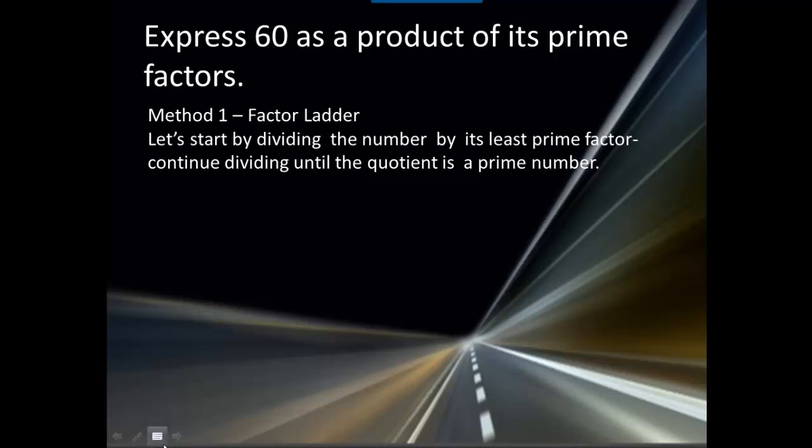Let's express 60 as a product of its prime factors. Today I will be showing you two methods. You can use either method for your expressions, whichever one you feel the most comfortable with. The first method is the factor ladder. Let's start by dividing the number by its least prime factor and continue dividing until the quotient is a prime number.